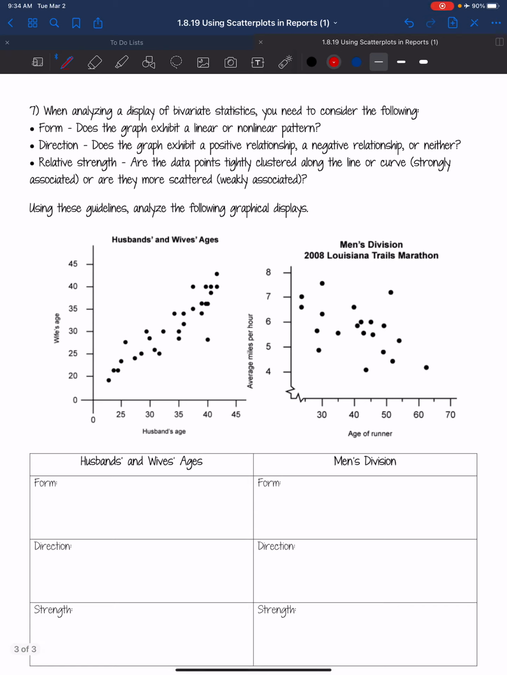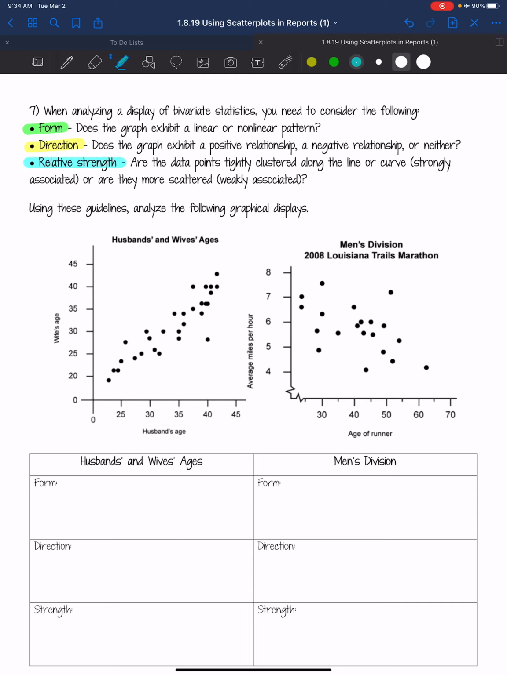Now, number 7 says, when analyzing a display of bivariate statistics, bivariate meaning two variables, you need to consider the following. There are 3 things that you need to look at. You need to look at form, you need to look at direction, and you need to look at relative strength.